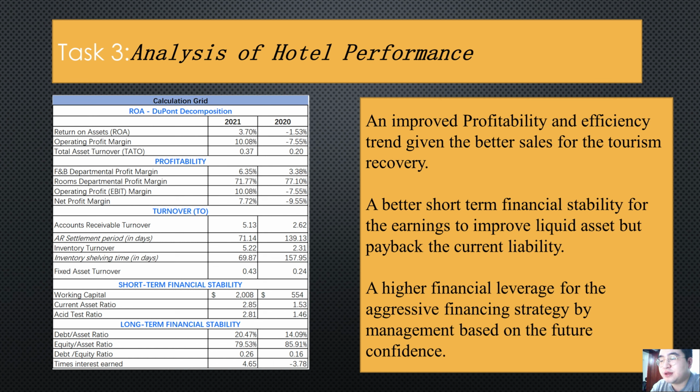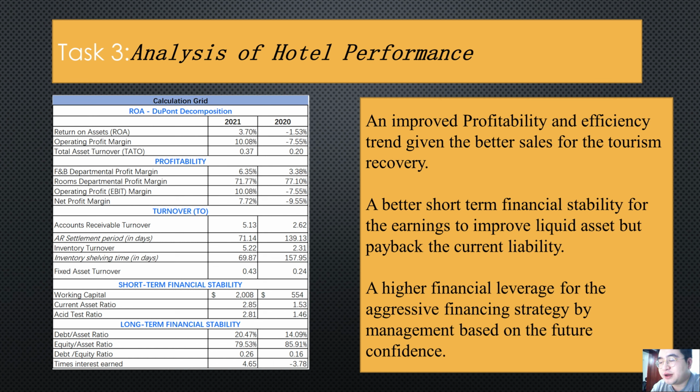So for the short-term liquidity, the target property has an improved liquidity trend in the last 2 years, which is reflected by larger values in the related liquidity ratios. For example, the current ratio has increased from 1.53 in 2020 to 2.85 in 2021. The improved profitability has enabled the hotel to earn more liquid assets and pay back more current liabilities.